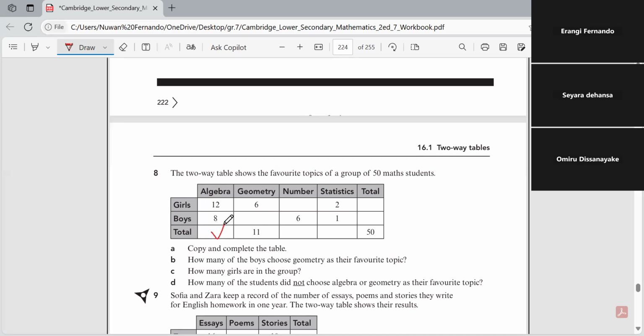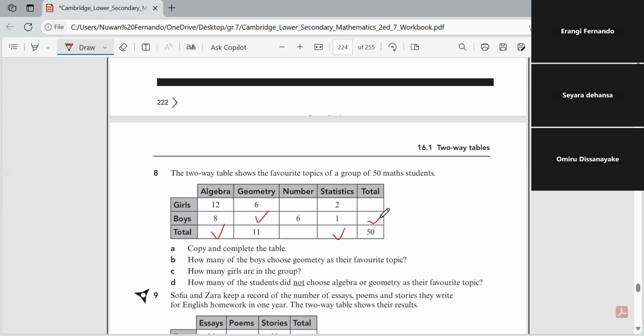Right. Then from 11 minus 6. 5. Right. Okay. Then, 2 plus 1. 3. Okay. Right. Then 8 plus 5 plus 6. 18. 20. Here 20. Okay.